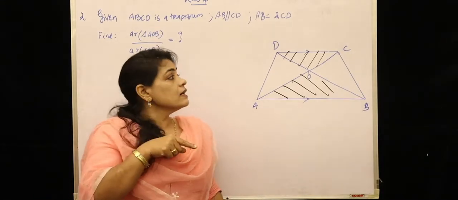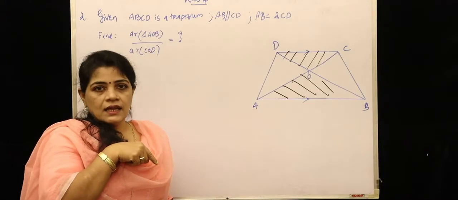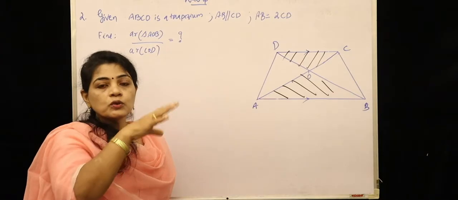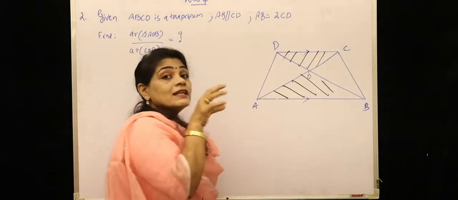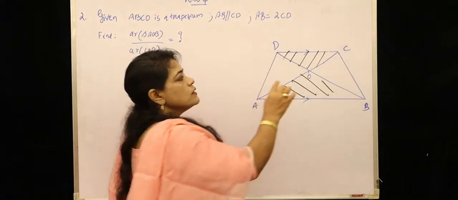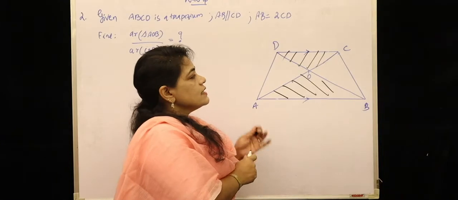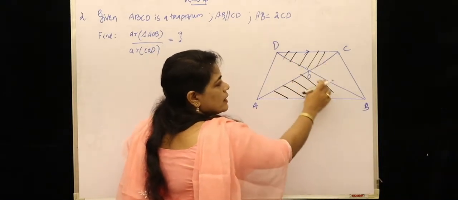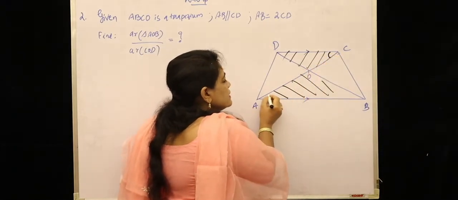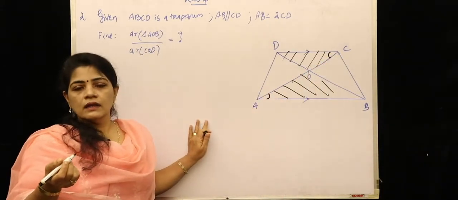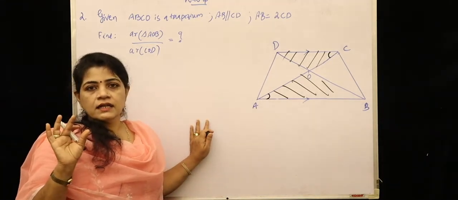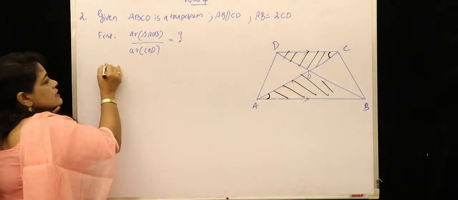Here the diagonal AC is the transversal. Transversal means the line which intersects two lines. Here they are parallel lines, so their alternate interior angles are equal. The transversal AC is intersecting CD and AB at two distinct points. That means this angle and this angle are equal. Why? Because they are alternate interior angles. Idea is clear, children?